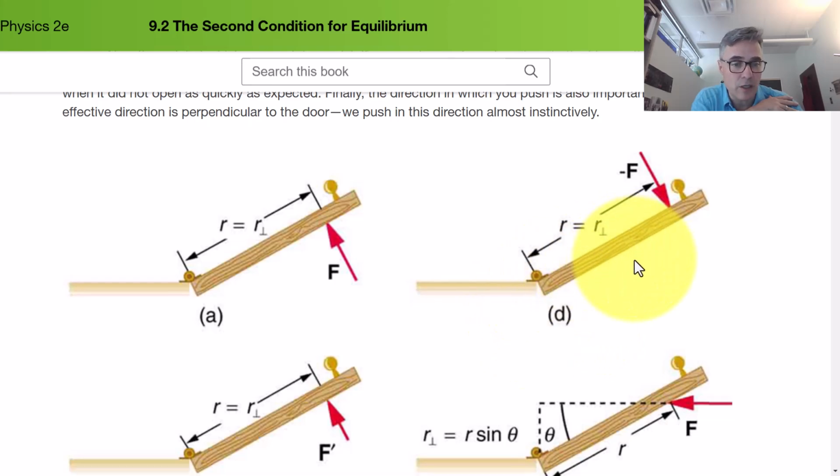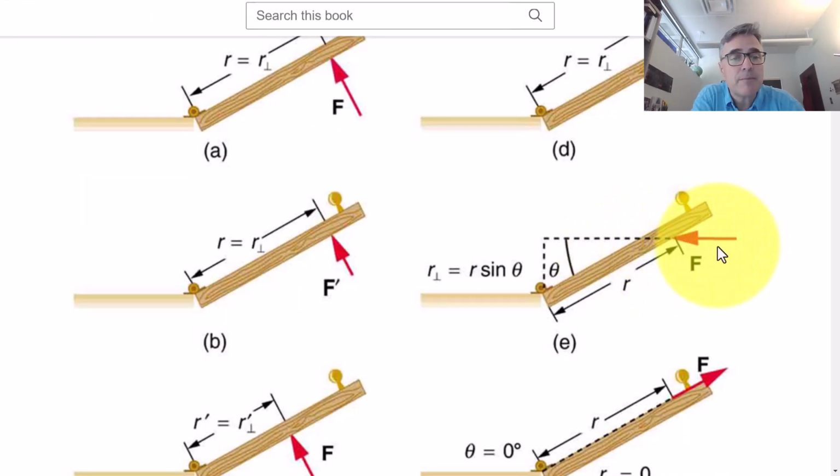So this produces a clockwise torque. Here in E, you have the same force, applied at the same distance r, but the angle between the force and the vector r is now less than 90 degrees. And so you'll get a smaller torque in this case.